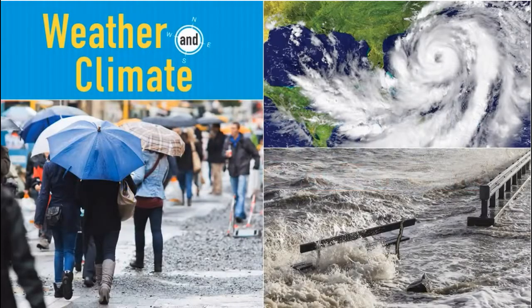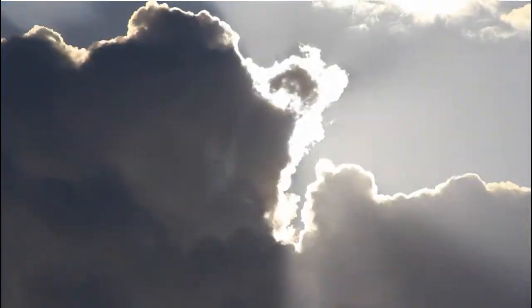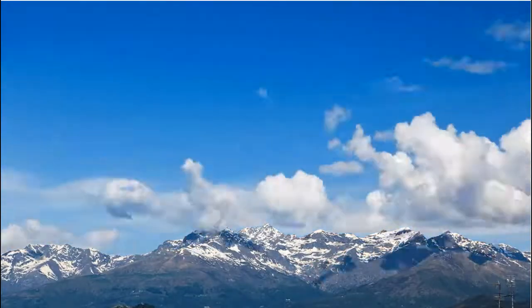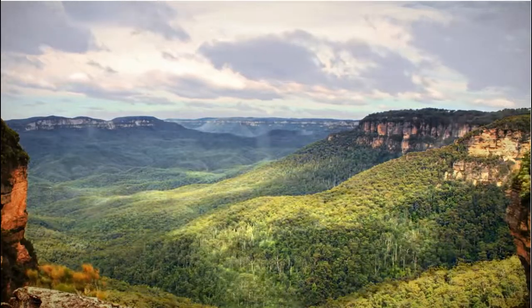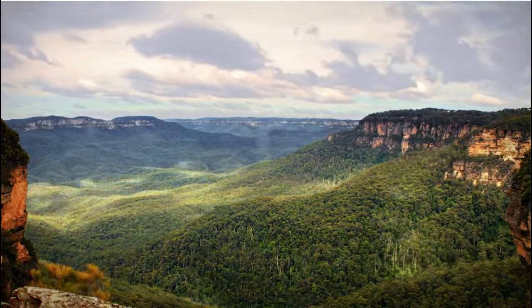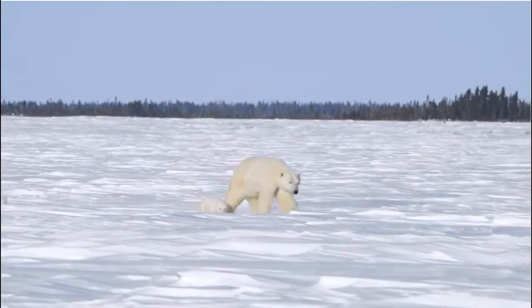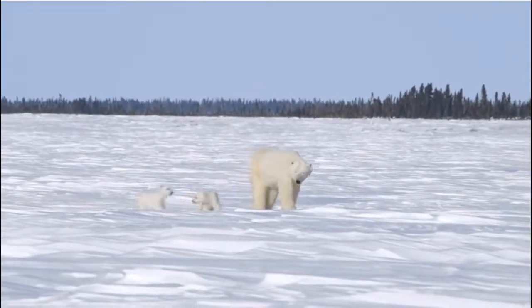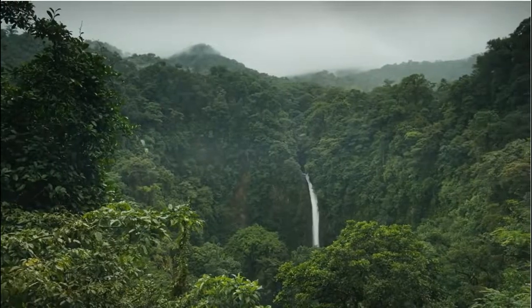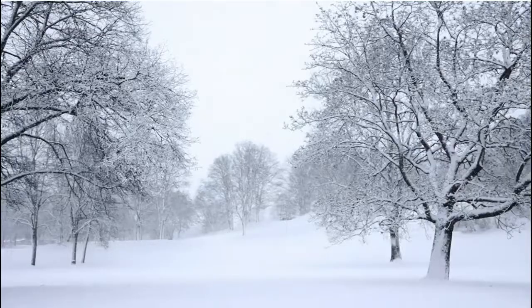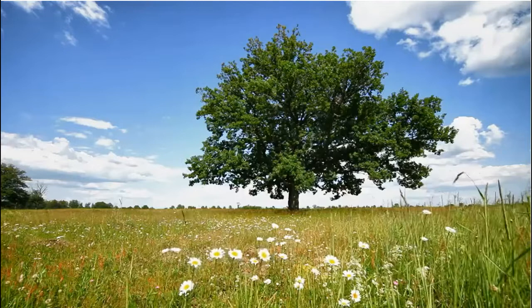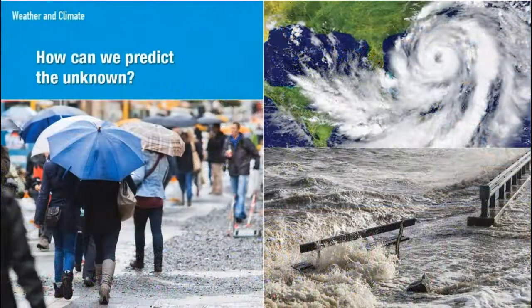Weather and climate. Weather can change from minute to minute, hour to hour, and day to day. Climate is a pattern of weather over a period of time. Climates can vary from cold and dry to hot and wet, and everything in between. How can we predict the unknown?